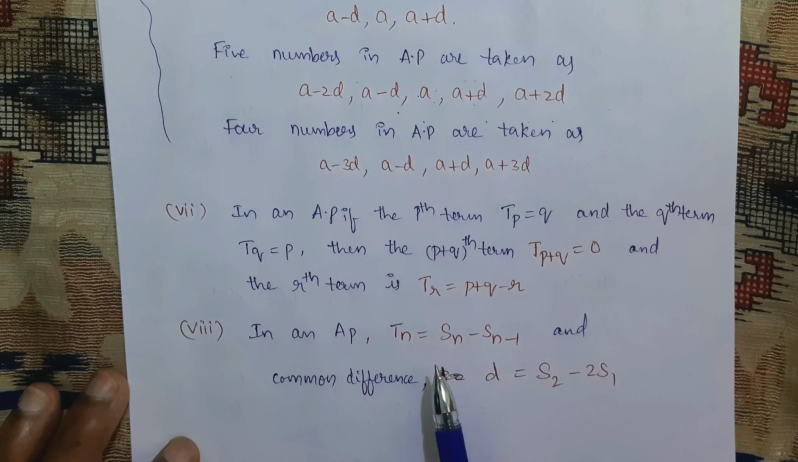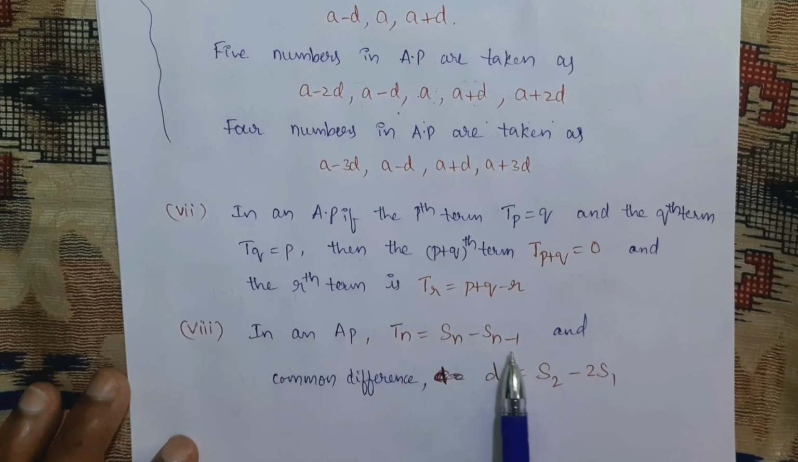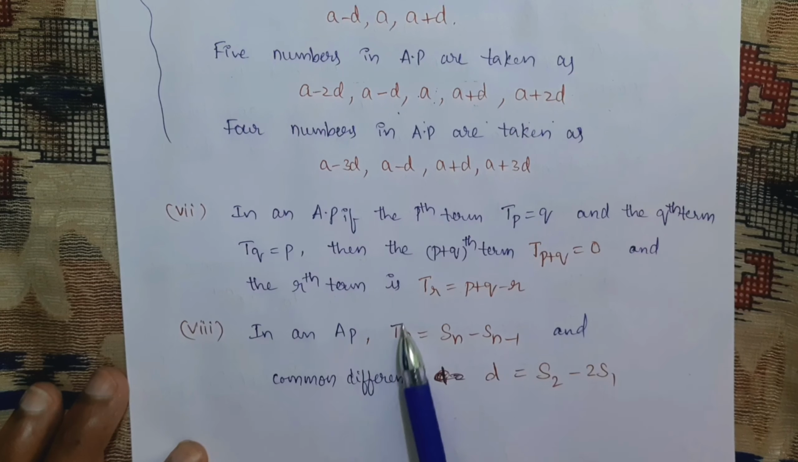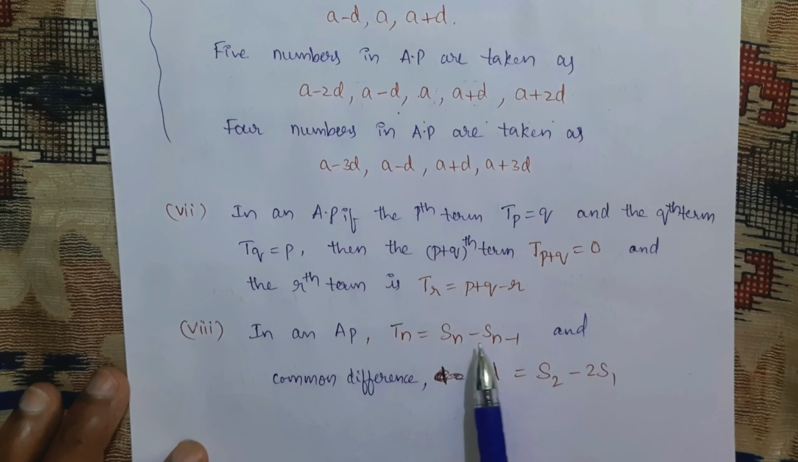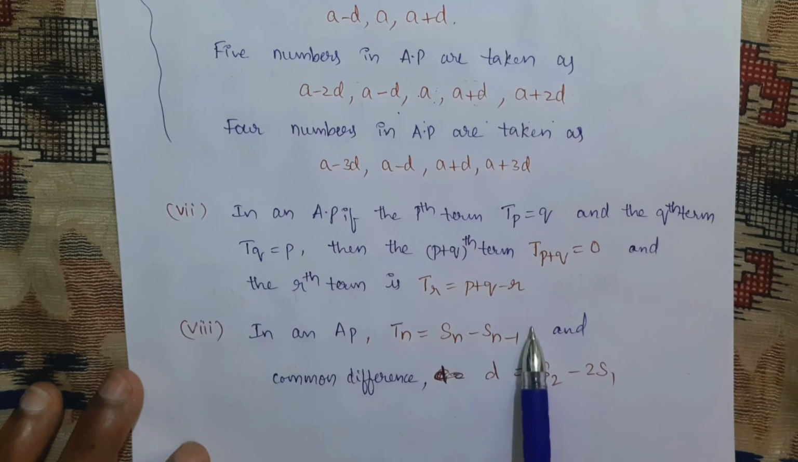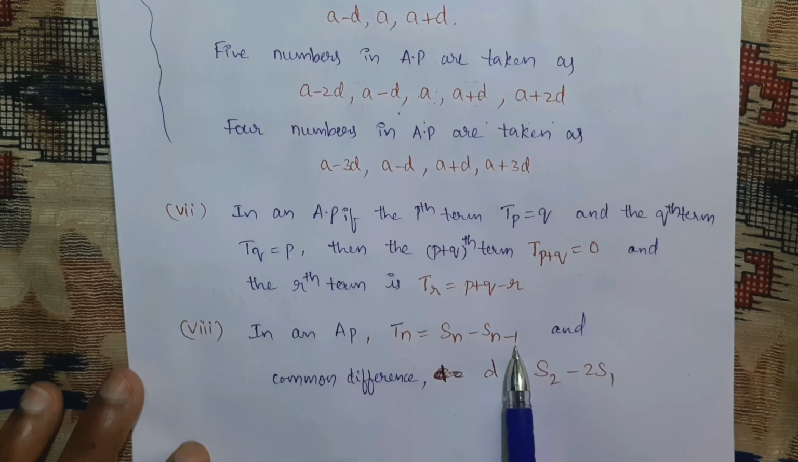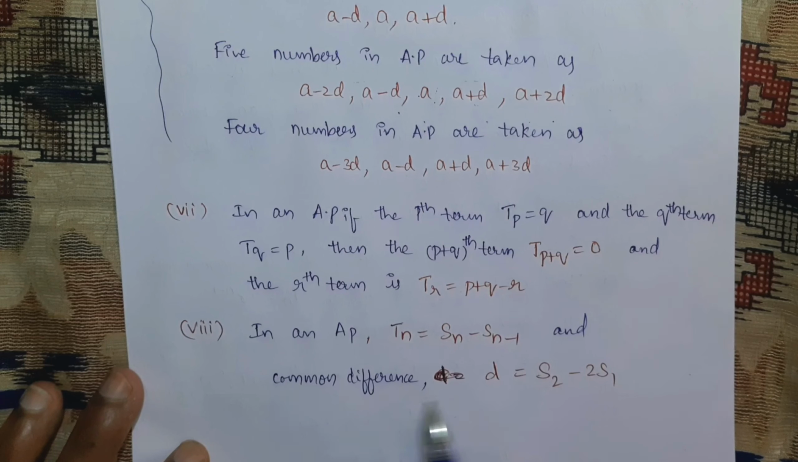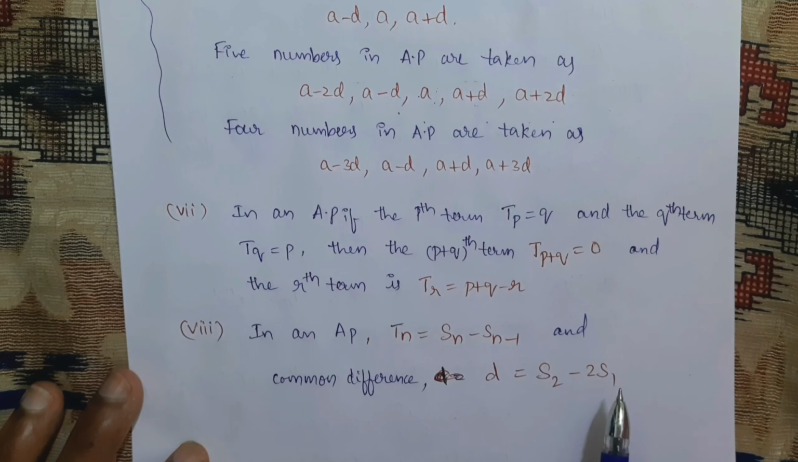Next, in an AP, Tn is equal to Sn minus S(n minus 1). Here Tn, the nth term, is equal to Sn, the sum of all n terms, minus the sum of all n minus 1 terms. And the common difference we can also write as d is equal to S2 minus 2 times S1.